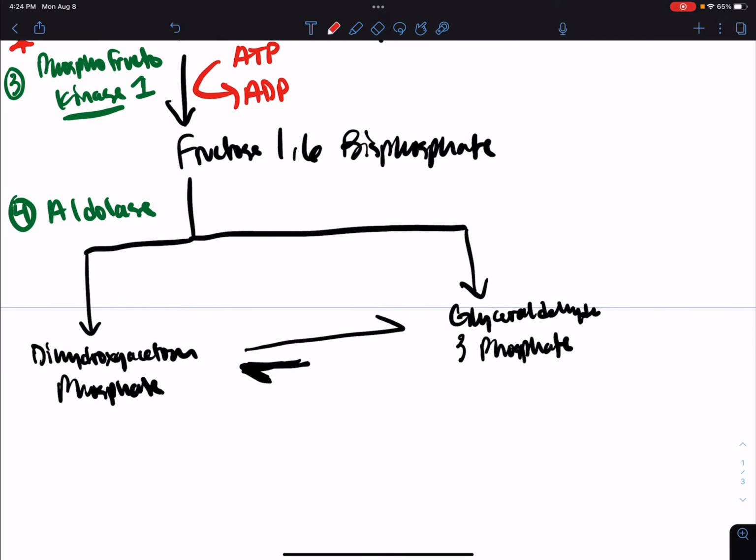So now, because of that conversion, we essentially have 2 molecules of glyceraldehyde 3-phosphate. So from this point on, we're going to have everything going at a 2x rate. Everything that we're netting out of here, the payoff phase, we're going to have 2 of. So if we get an ATP, we're going to have 2 ATP because we've got 2 times the molecules.